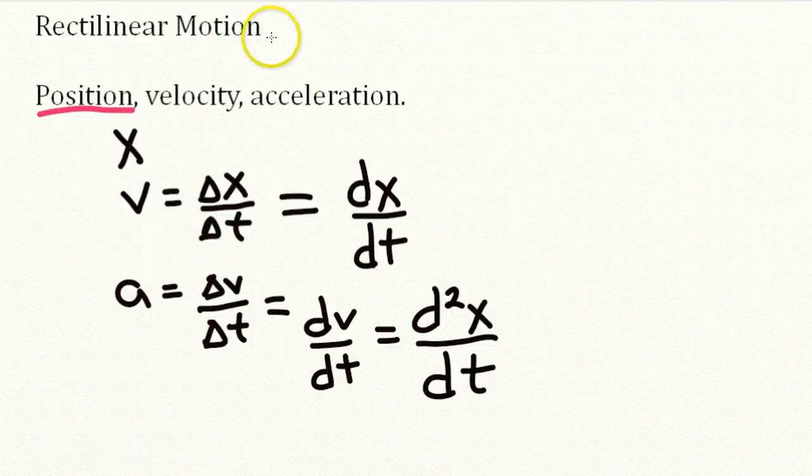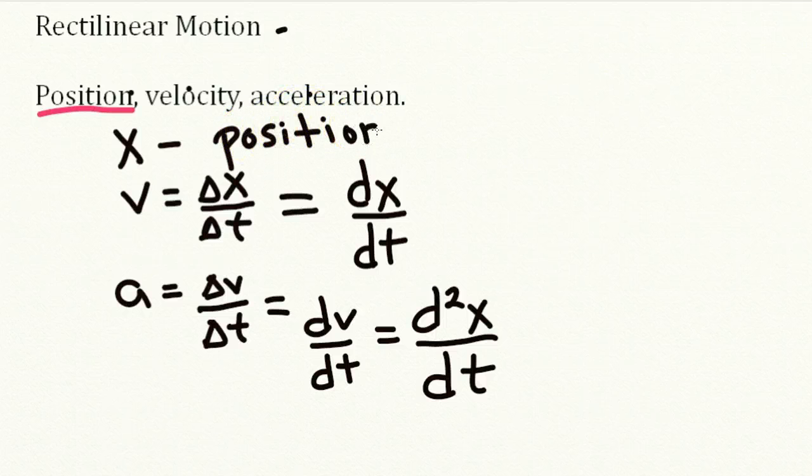So we're going to be looking at rectilinear motion, and all we need to know is the relationship between position, velocity, and acceleration. And here I've written these down. x is the position, so that's kind of the base variable. v is the velocity, and it's the first derivative of the position with respect to time. And a is the acceleration, which we can write as the second derivative of x with respect to time.